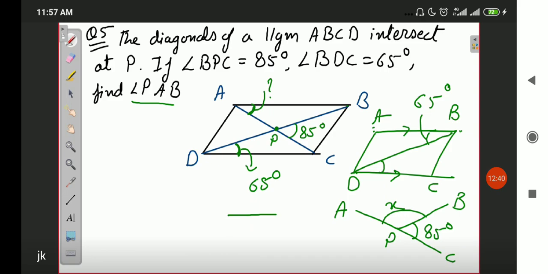Thirdly, I am going to move to triangle APB. So in triangle APB, I have determined this angle. This was X. This was determined as 65 degrees, and we can find out the value of the third angle. Okay, I am going to take these three steps to find the given angle. So let us start one by one.